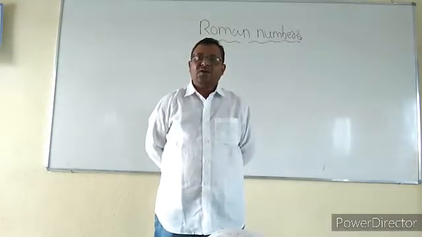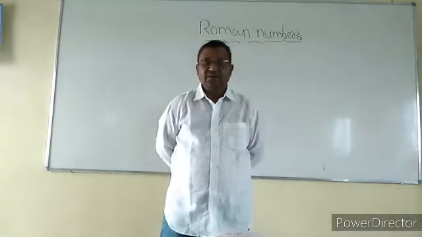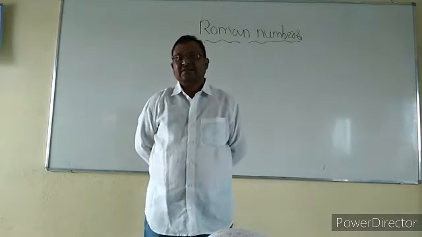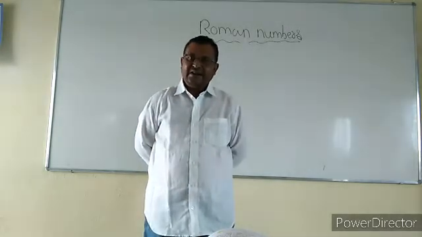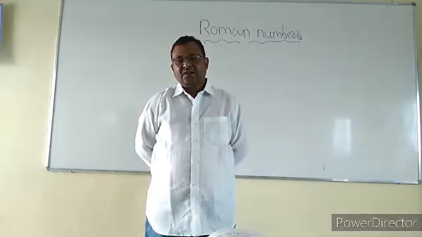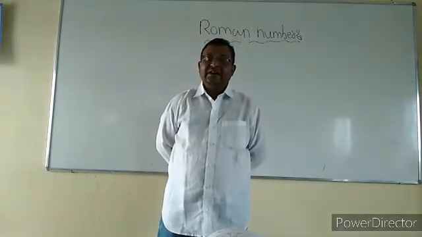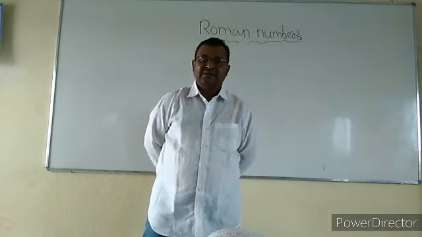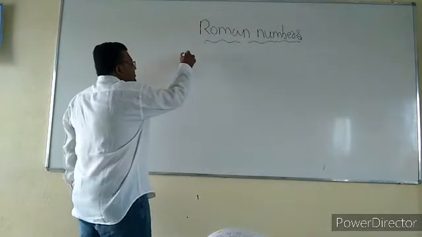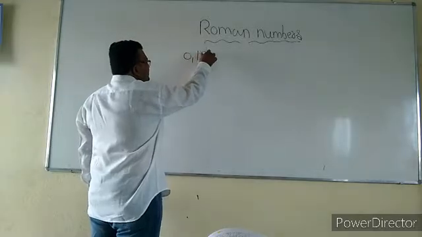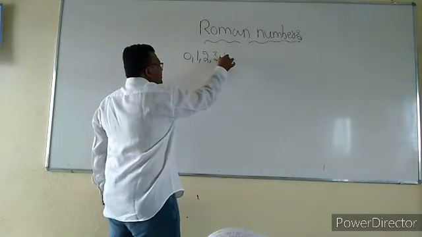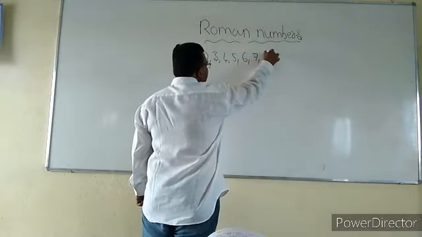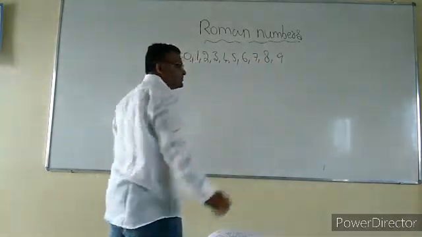In the chapter More on Large Numbers, that means in the first chapter, the last topic is Roman numbers. In the international or Indian system, we are using 10 digits. That means 10 symbols we are using to write numbers. What are those? 0, 1, 2, 3, 4, 5, 6, 7, 8, 9.